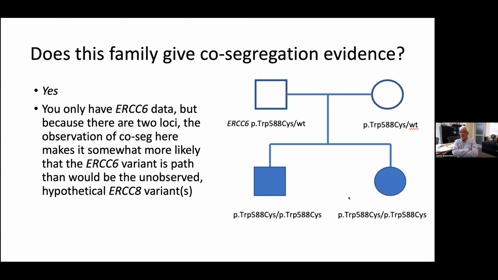Now you ask the question, does this family give co-segregation evidence? And the answer to that is yes, because again, it's possible that if you have Cockayne syndrome, it's caused by variants in ERCC8, the other locus. And if it's in ERCC8, it's not as likely that benign variants in ERCC6 would co-segregate, right? That would be less likely. So if you do observe co-segregation in ERCC6, that pushes you yet further towards ERCC6. So you have 2 variants, but you're observing co-segregation in ERCC6. And so that is evidence. And the question is, how much evidence?